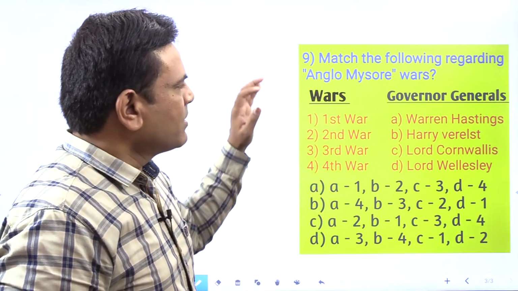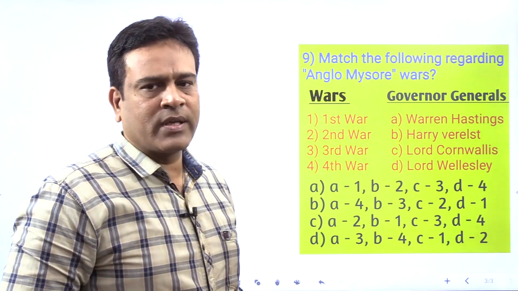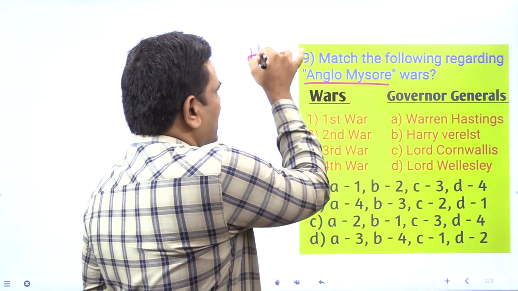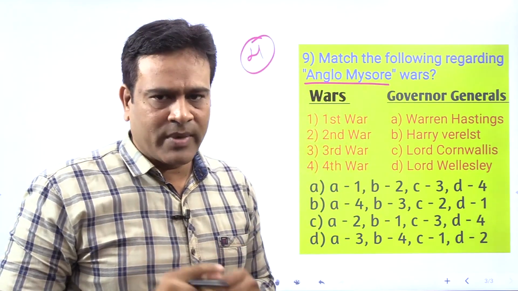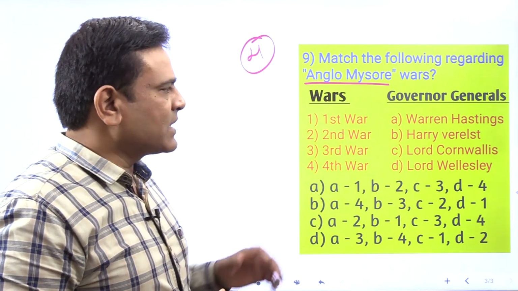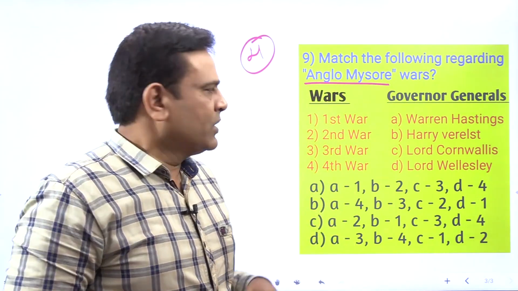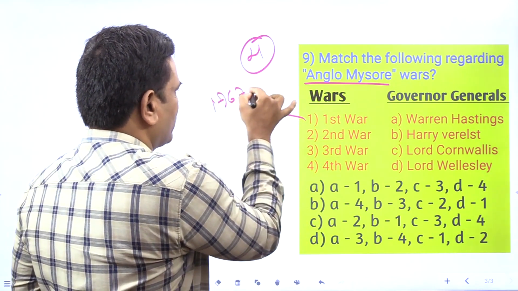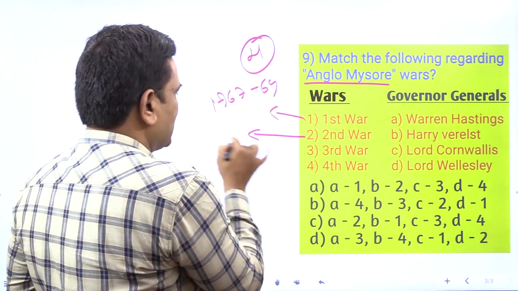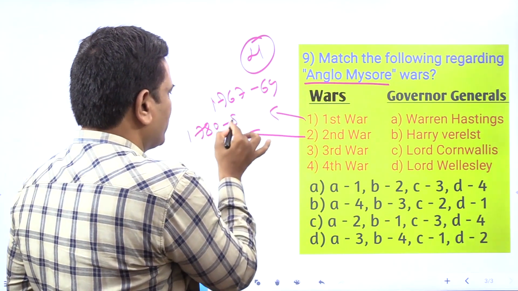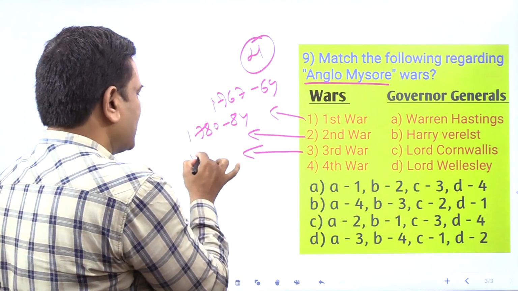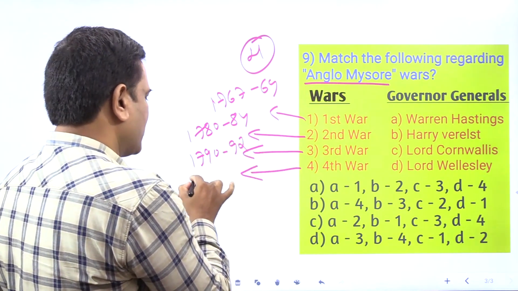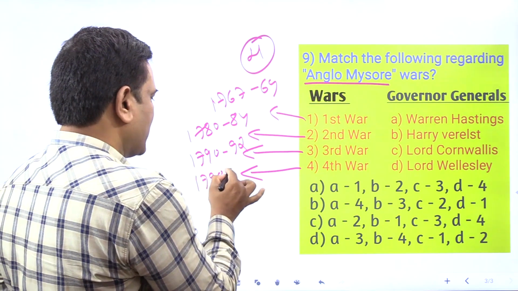Today's question is, match the following regarding the Anglo-Mysore Wars. Actually there are 4 Anglo-Mysore Wars. So who were the Governor Generals at that time? The first Anglo-Mysore War occurred in 1767 to 69. The second was 1780 to 84, the third was 1790 to 92, and the fourth Anglo-Mysore War was 1798 to 99.